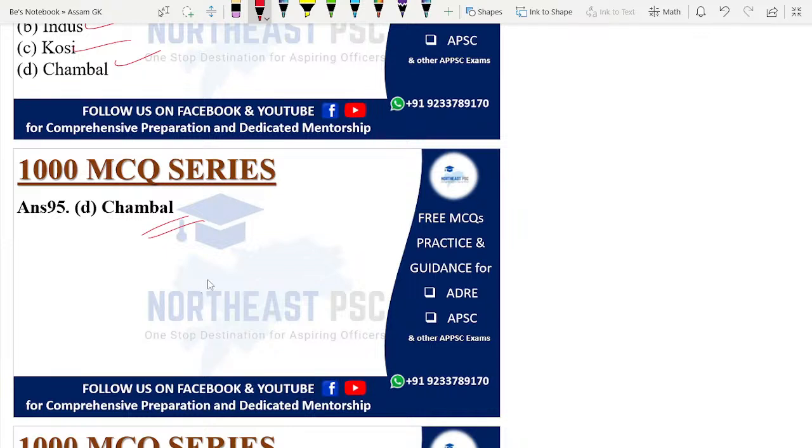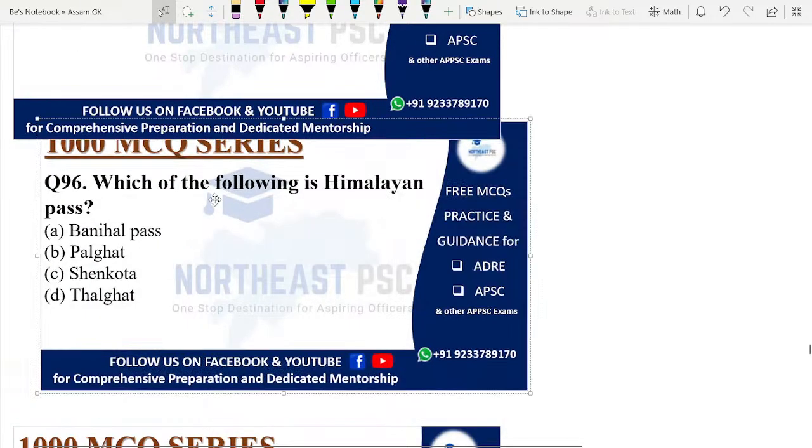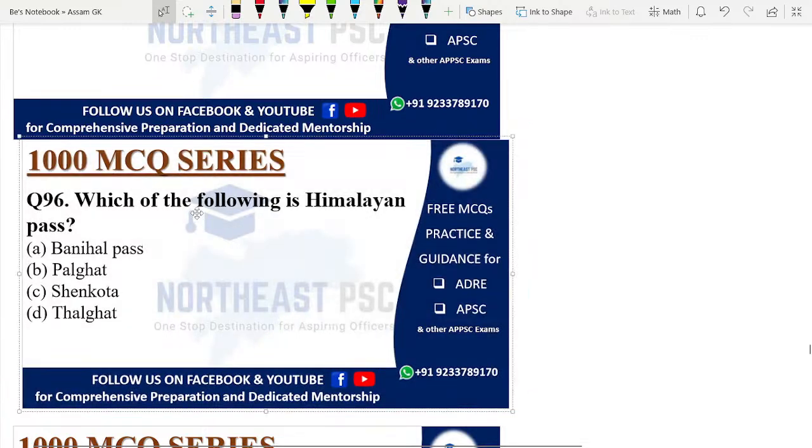Moving on to question number 96. Which of the following is a Himalayan pass? Banihal Pass, Palghat, Shenkota Pass, Thalghat Pass.